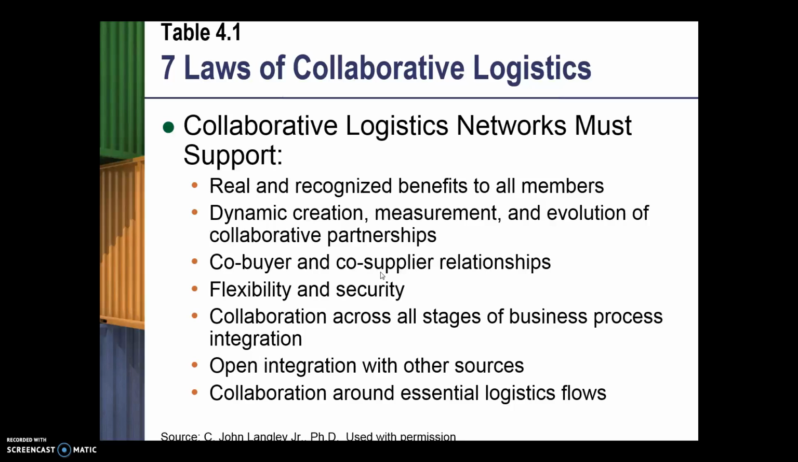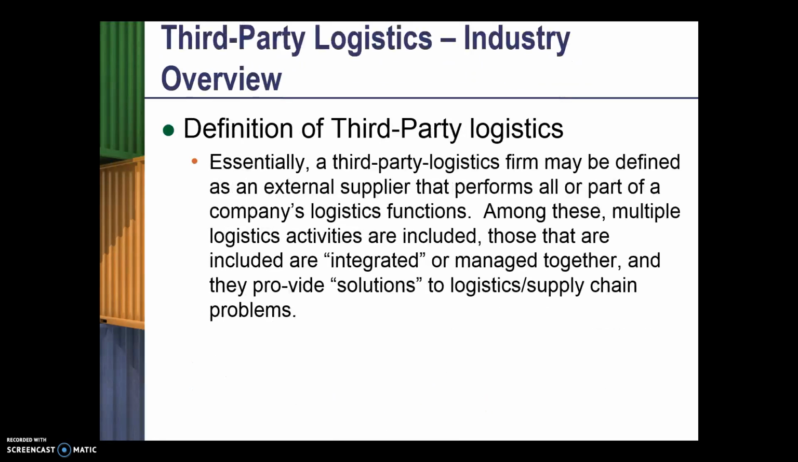So when we look at collaboration, there's about 7 laws. So study this table very carefully. We look at the collaborative logistics networks must support real and recognized benefits to all members, dynamic creation, co-buyer and co-supplier relationship, flexibility and security, collaboration across stages of business process integration, and open integration with other sources and collaboration around essential logistics flows.